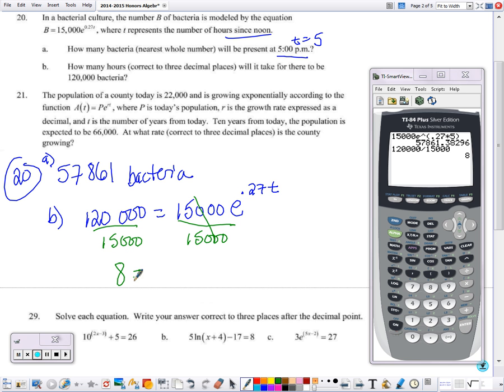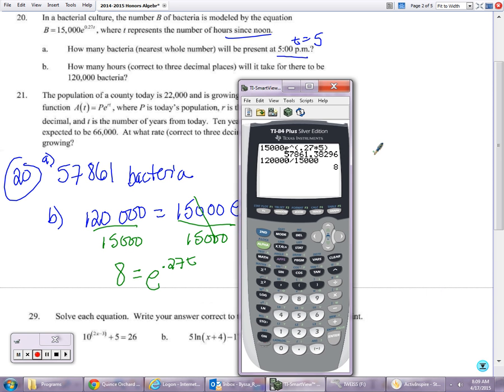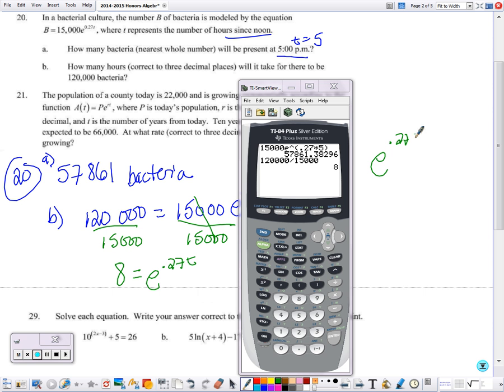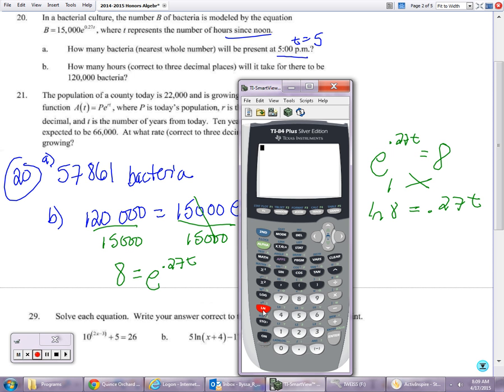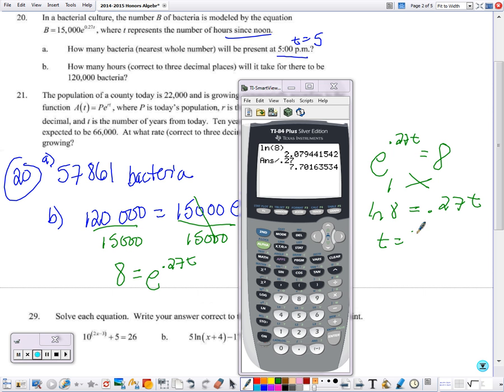So we have 8 equals e to the 0.27t. To solve that, if we want to change it to a log, the e term has to be on the left to use the Roman numeral 9 rule. So ln of 8 equals 0.27t. So the ln of 8 is 2.079, and so on. And if we divide by 0.27 on both sides, time is 7.702 hours.